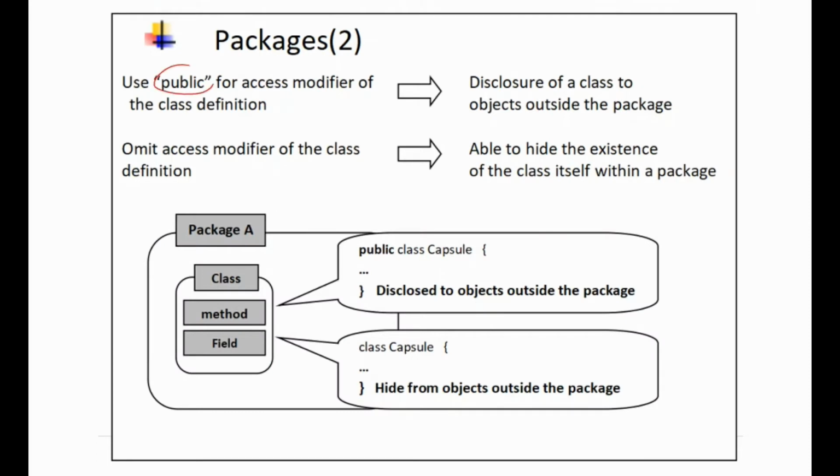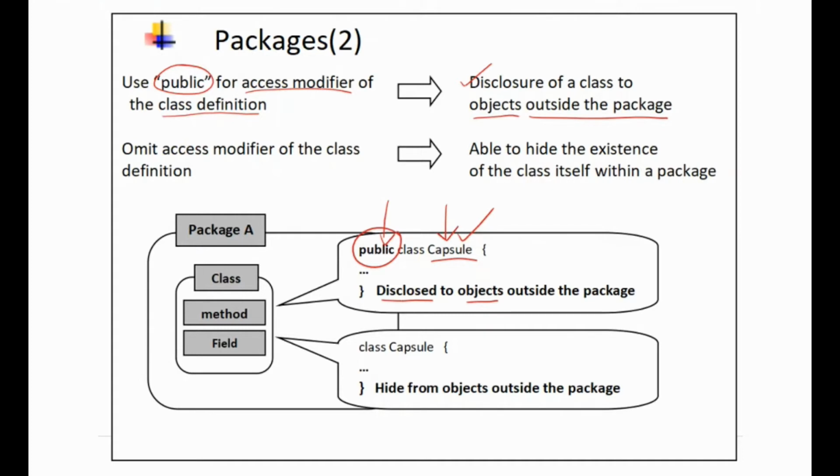So by using the public access modifier when defining a class, you are disclosing the class to objects outside of the package. Like in this example, when we define this Java class Capsule using the access modifier public, then we are making this Java class Capsule visible and accessible to other objects outside of the package where Capsule is stored.